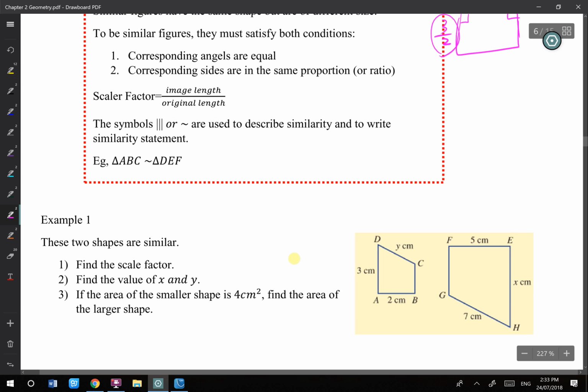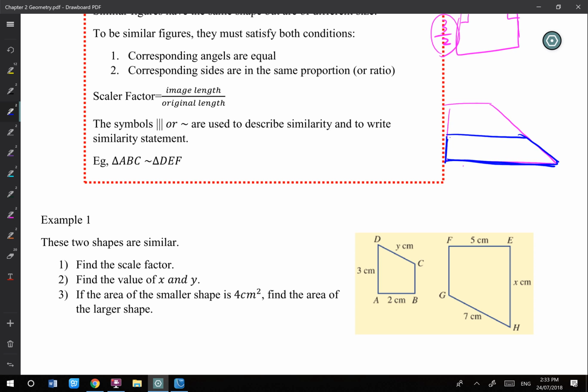I have a question. If I have a shape like this, and I have this blue one. Do you think they are similar? Give me one reason you can say it's definitely not. Do we all agree it's not a similar shape, the blue one and the pink one? If I want you to say why they're not similar shapes.